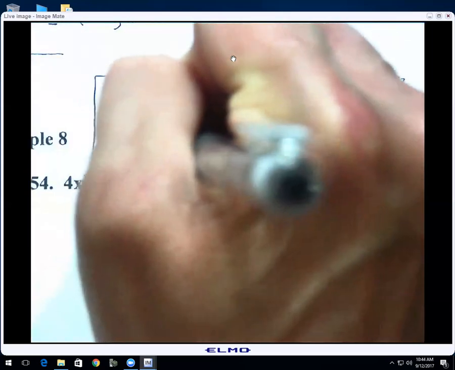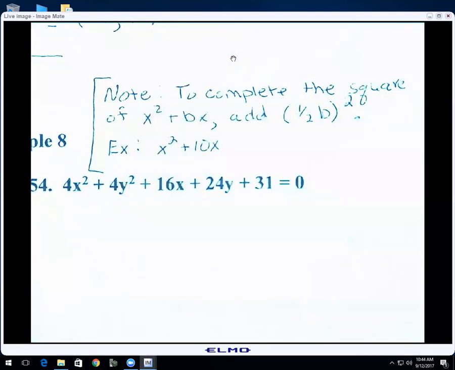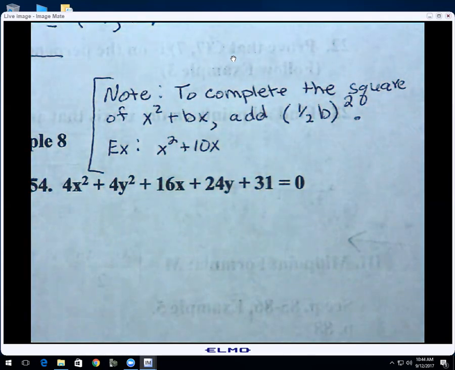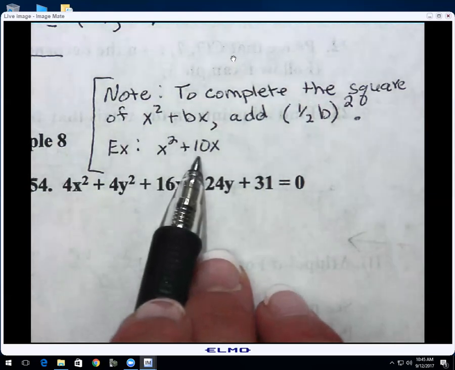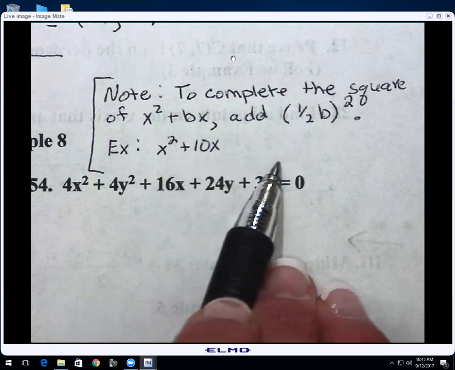What I mean by that, just for a quick example, if I gave you x squared plus 10x, to complete the square would mean to make that a perfect square trinomial. And to make that a perfect square trinomial, you take half of 10 and then square it. So what would you have to add to make that a perfect square trinomial?